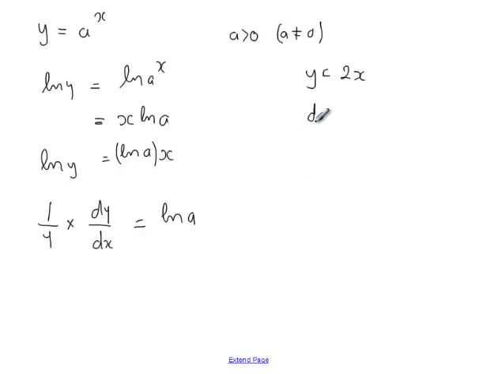Do you have it to get dy dx there? What is dy dx? 2 or 2x? 2. This is what I'm saying.